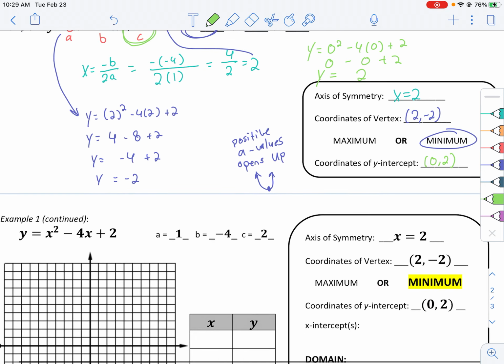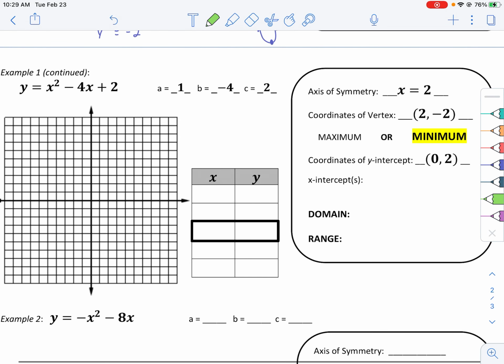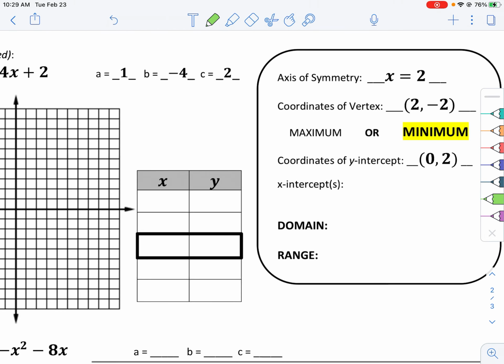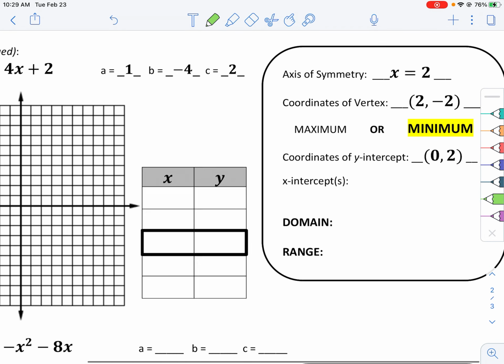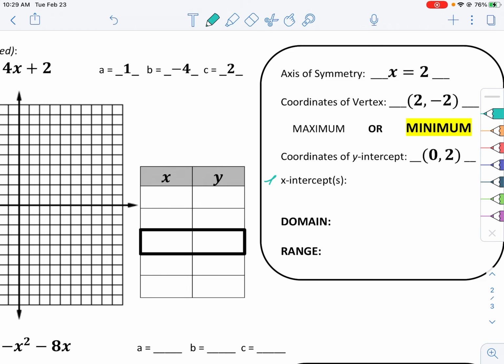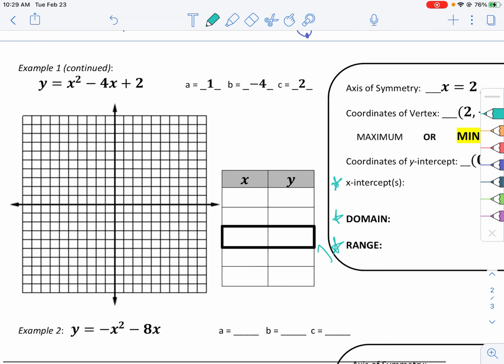All right? So let's come down here. We already just found all this information that's filled in for us. This is the same equation. We're actually going to graph it now. Okay? So it wants us to find the x-intercepts, the domain, and the range. It also wants us to fill in this table. In the middle section of this table, you should always put the vertex point.